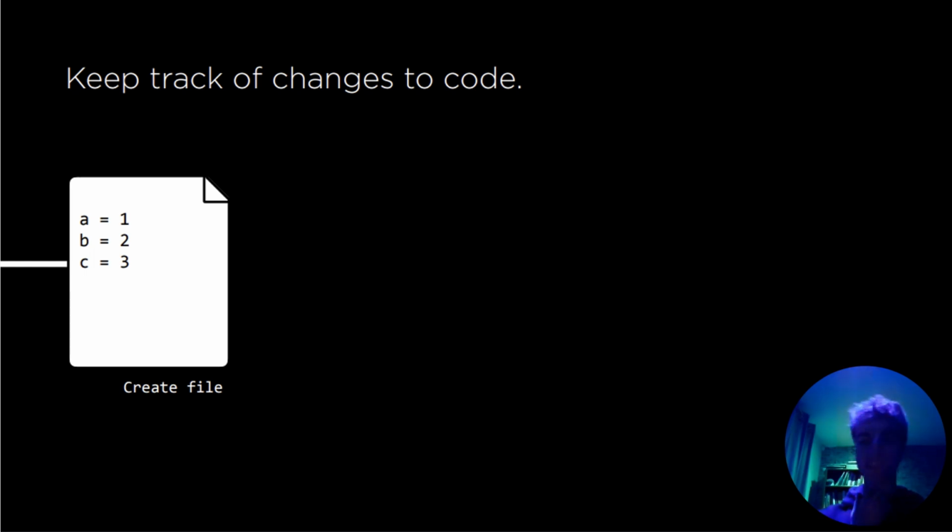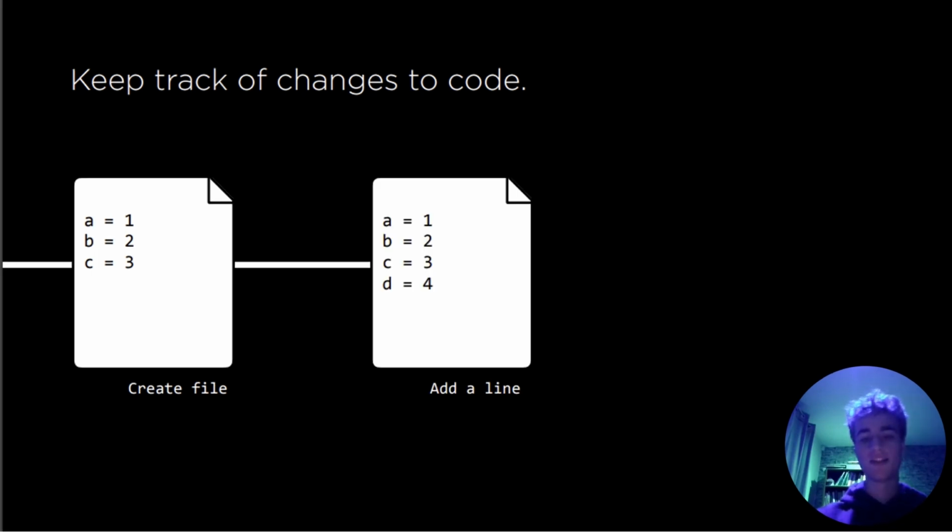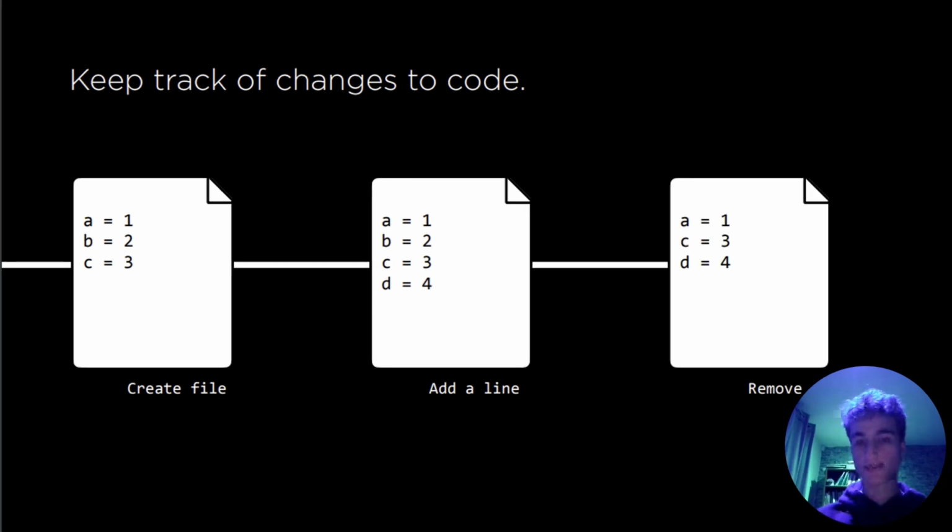And the reason we use Git is because it helps us to keep track of changes made to code. So for example, let's say we create a file and we're defining a few variables here: variable A equals 1, variable B equals 2, and variable C equals 3. So we've added code to this file. Then let's say we add a new line to the code and we say, okay, variable D equals 4. And then let's say we remove another line, the line that says variable B equals 2.